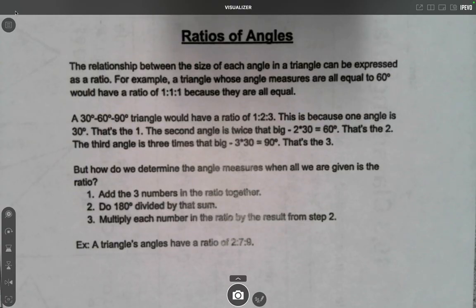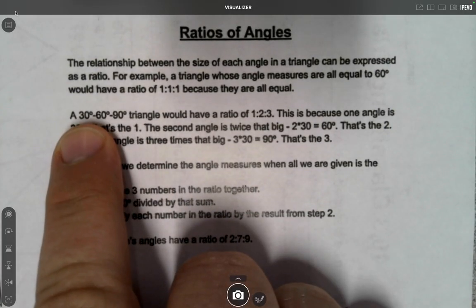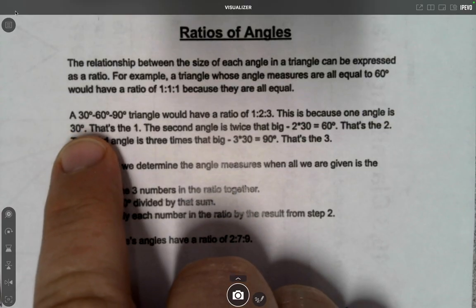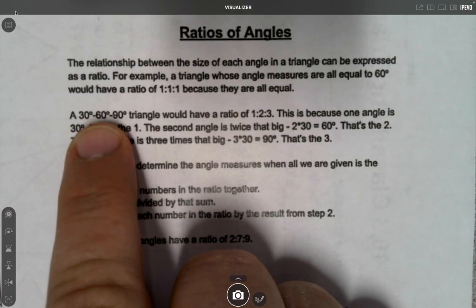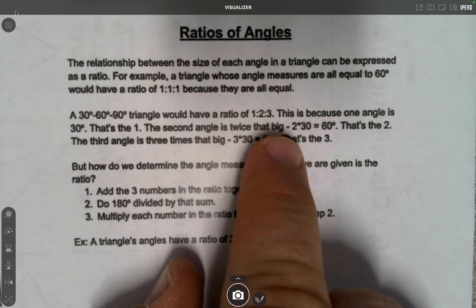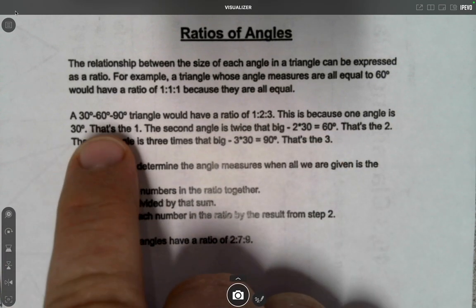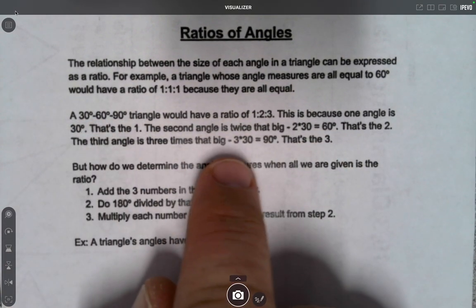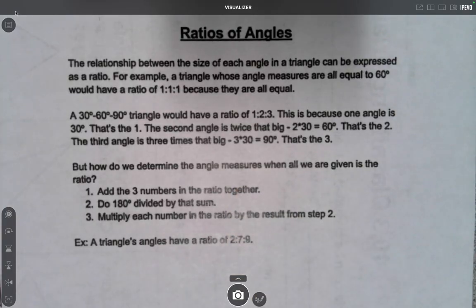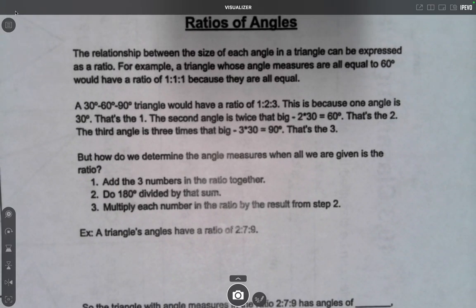A 30, 60, 90 triangle would have a ratio of 1, 2, 3, because one angle, the smallest, is 30 degrees. That's the 1. The second angle is twice that big, 2 times 30 is 60. And then the third angle is 3 times as big as 30, so we do 3 times 30 and get 90. So the question is, those two are relatively simple, but how do we determine the angle measures when all they give us is the ratio?